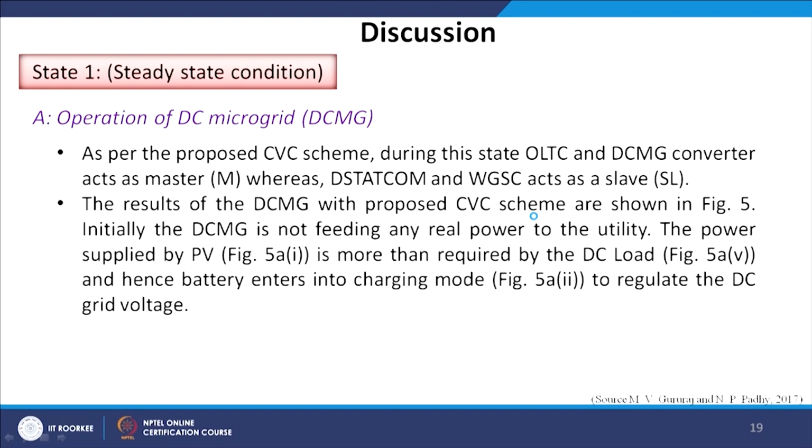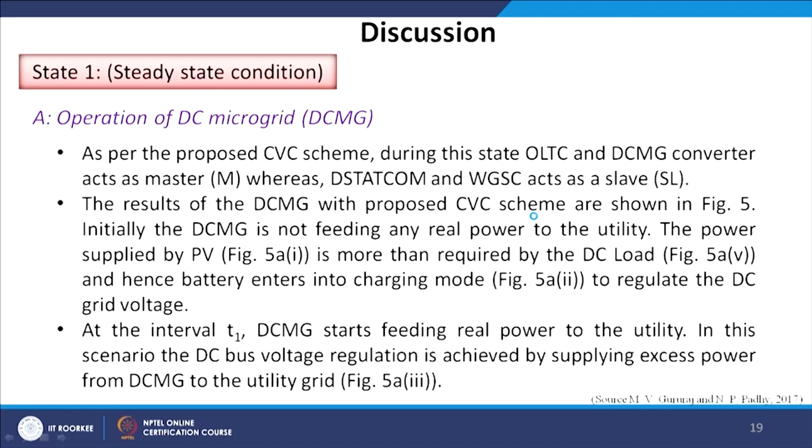The results of the DC microgrid with proposed CBC scheme are shown in previous figures, where initially the DC microgrid is not feeding any real power to the utility. The power supplied by the PV is more than required by the DC load, and hence the battery enters into charging mode to regulate the DC grid voltage. At the interval T1, DC microgrid starts feeding real power to the utility, and in this scenario the DC bus voltage regulation is achieved by supplying excess power from the DC microgrid to the utility grid.